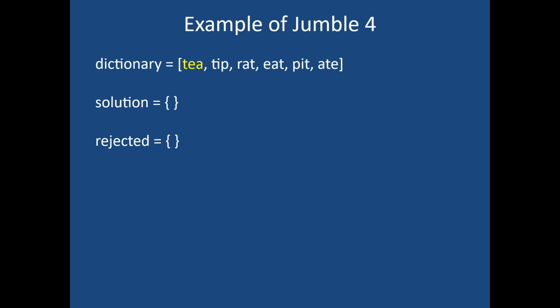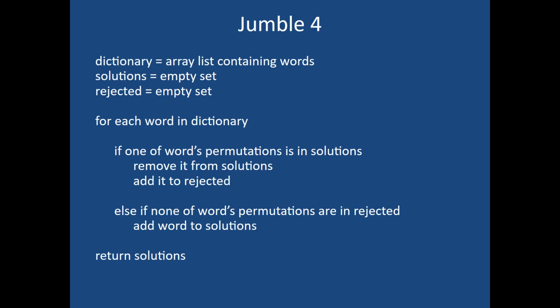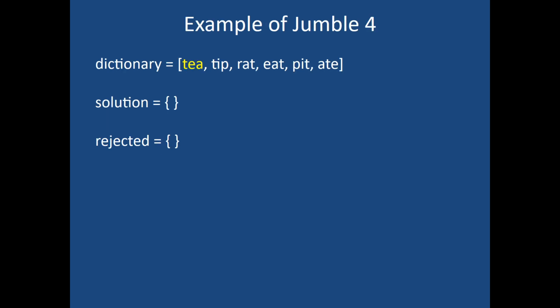I think it's going to be easier to show you what's going on by going through an example. We look at T, and we ask the question: are any of the permutations of this word in solutions? No. Solutions is empty, so it's not there. And so we put it in solutions. So the way to think about it is, at any given point, solutions will contain all the words that are acceptable given the words that we've looked at in the dictionary so far.